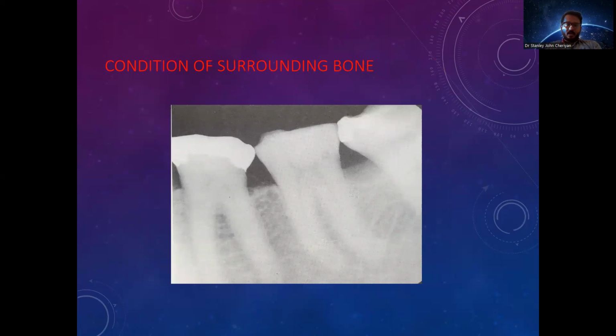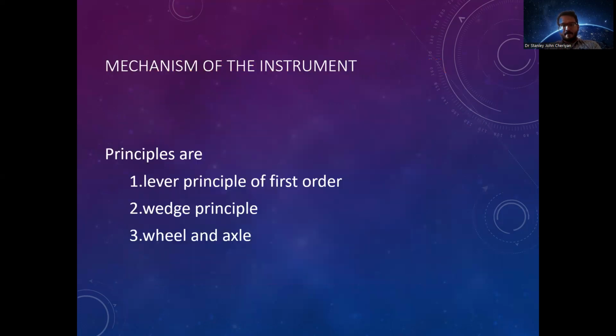Then you should look for the condition of the surrounding bone. If it is sclerosed, then it will be difficult to extract. The bone won't give way when you extract. So that also should be informed to the patient. The patient should be told that a transalveolar extraction may be needed if the tooth doesn't come out.